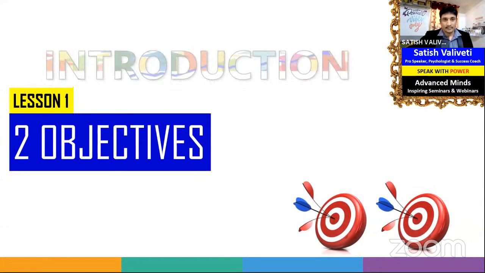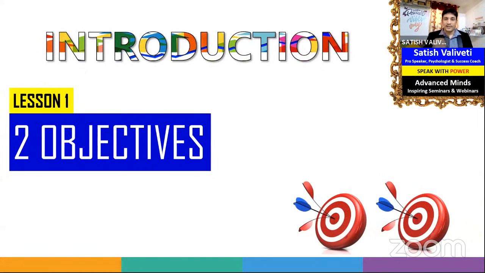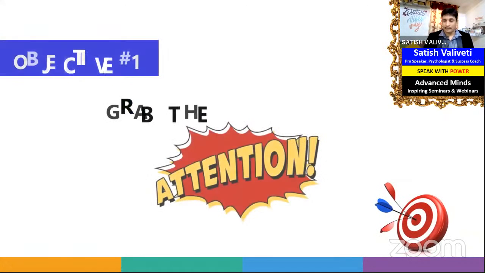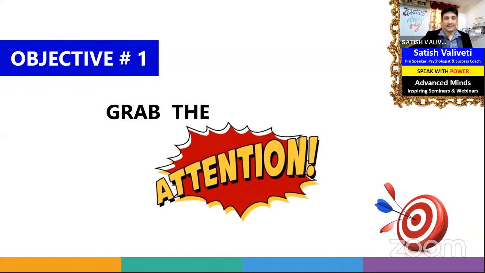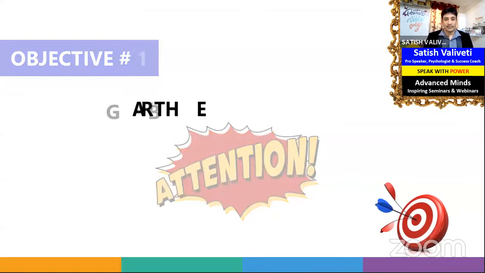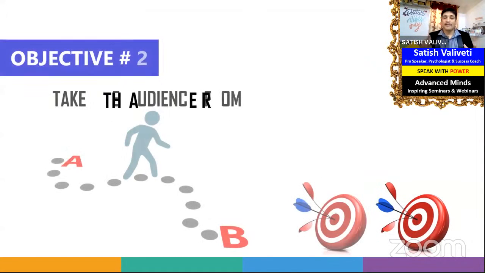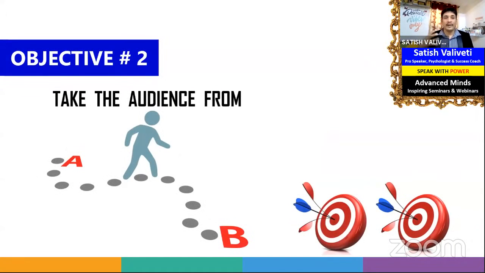Anyone remembers that? While we do the first phase called the introduction phase, when you're about to start, what are the 2 objectives we have to accomplish? Very good. 1, you have to grab attention. Fantastic. And 2? Fantastic, friends. Take the audience from A to B. Exactly, right? So that's what we have to accomplish in the introduction phase. You have to grab their attention, and also take them from A to B, right?